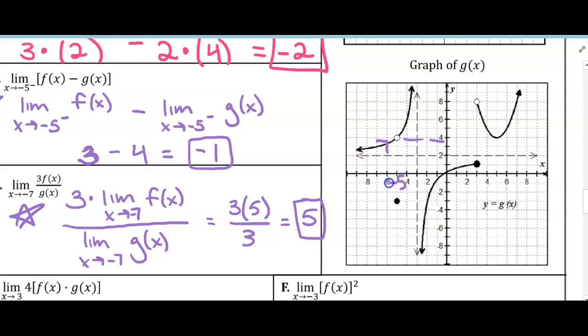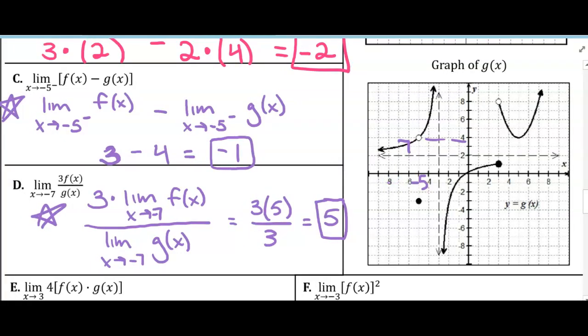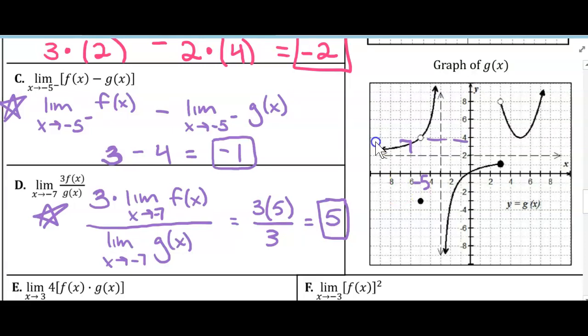For letter D, I think it might have been just slightly trickier, but obviously still very doable. Of course, that 3, that coefficient that is with my f, I can throw that out front and just focus on the limit as x approaches -7 of f of x. And then divide all that by the limit as x approaches -7 of g of x. Look at my graphs, find that limit on f is 5, the limit on g is 3, and once I finally finish simplifying, canceling, I get my final answer as 5.